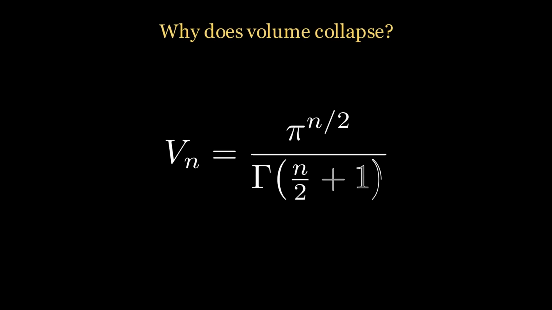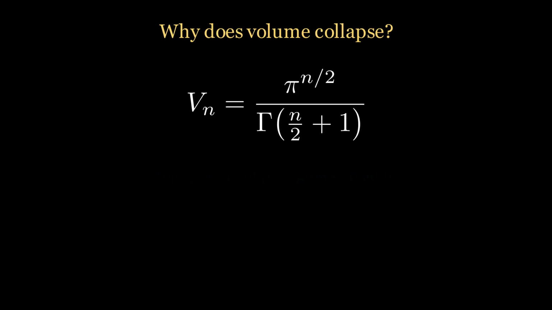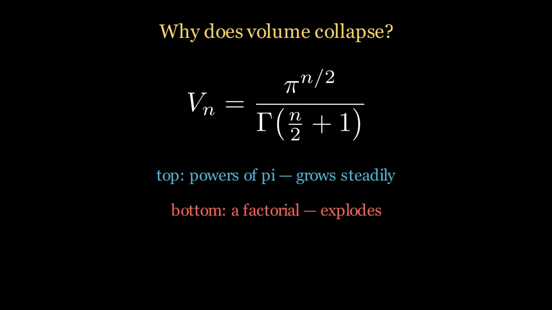It comes down to the formula. The volume of a unit ball is pi raised to the power n over 2 divided by the factorial-like function of n over 2. Look at the two parts. The top, the powers of pi, grows respectably, but the bottom, that factorial in the denominator, grows explosively, far faster than anything on top. So as the dimension climbs, the denominator simply overwhelms the numerator and crushes the whole fraction down to nothing. The ball loses the race against its own dimensions.